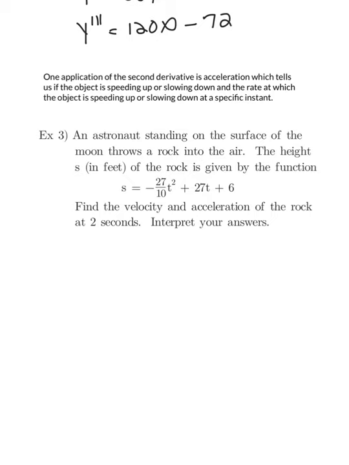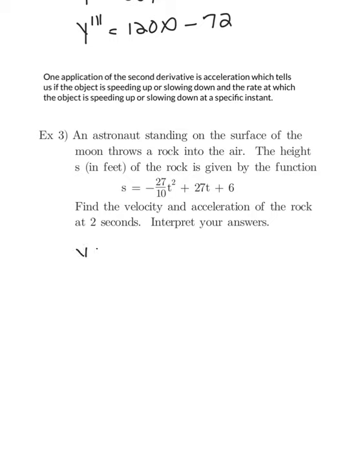On example 3, an astronaut standing on the surface of the moon throws a rock into the air. The height s, measured in feet, of the rock is given by this function s equals negative 27 over 10 times t squared plus 27t plus 6. We actually have 2 questions. It says find the velocity and acceleration of the rock at 2 seconds. Interpret your answers.